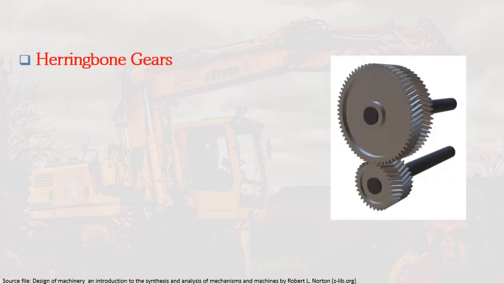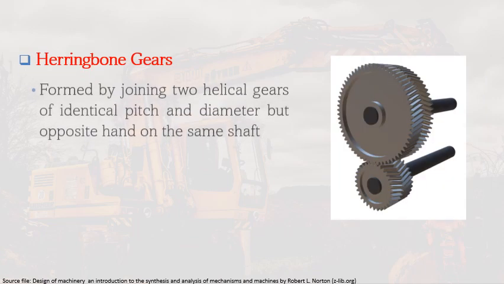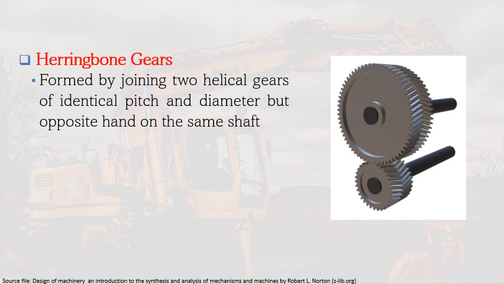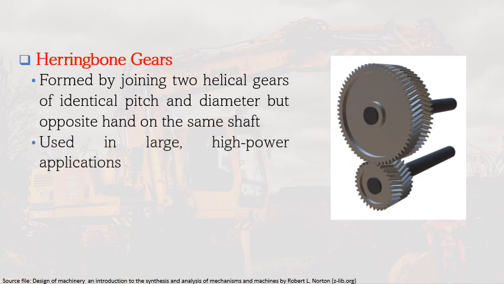And then we have the herringbone gears. So the herringbone gear is just identical to the helical gear, it's just that it is formed by joining two helical gears of identical pitch and diameter but opposite hand on the same shaft. So as you can see here, we have two helical gears connected. They are used in large high power applications. So that's one of the advantages of herringbone gears.